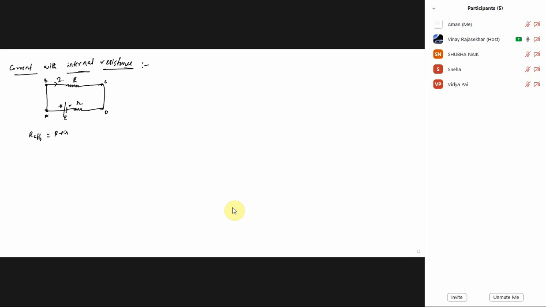Ohm's law is V equal to IR. So according to Ohm's law, V is equal to I times R effective. Then V can be taken as I into capital R plus small r. This V can also be taken as EMF E. So I will take V as E instead of V. Then I is equal to E by capital R plus small r. This is the current through the circuit.